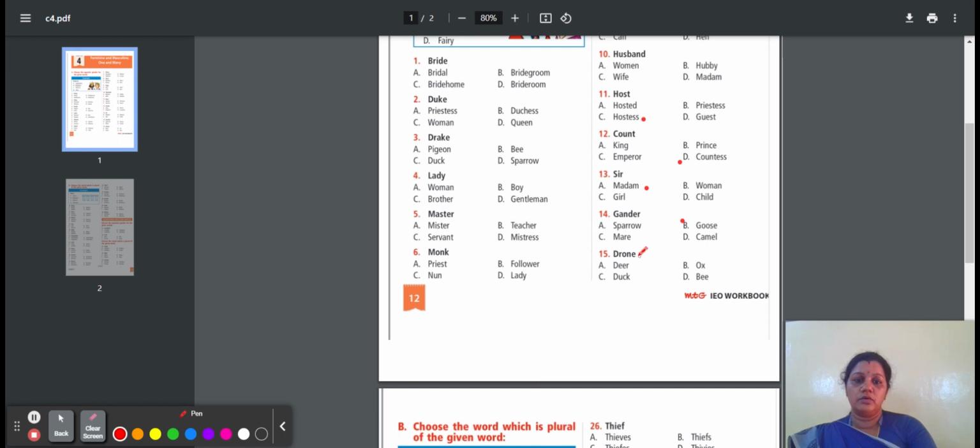15th one, drone, which means a honey bee or queen of the bee. Here is the options: deer, ox, duck, bee. Deer, a large wild grass-eating animal which having a large horns. Ox, a male cow. Duck, a common bird that lives near a water. Bee, the insect that lives in a large group, produce honey. Here, the option is B. Drone, the opposite gender is B.